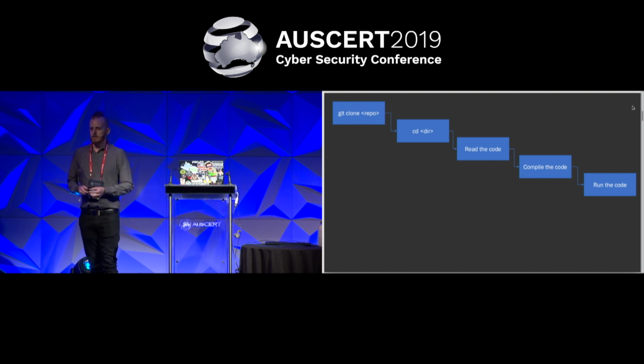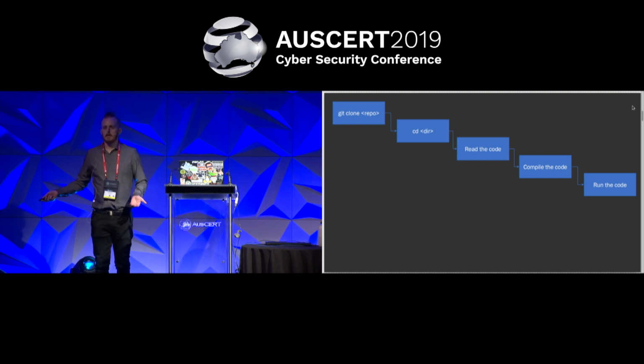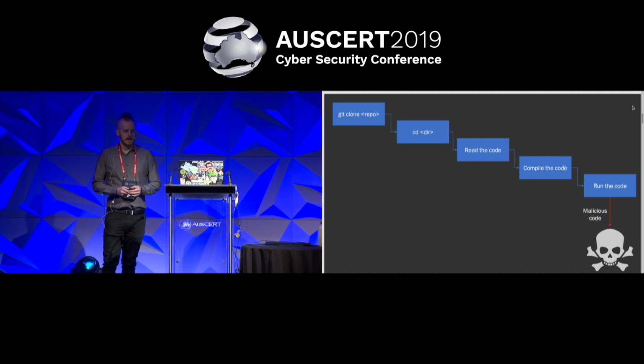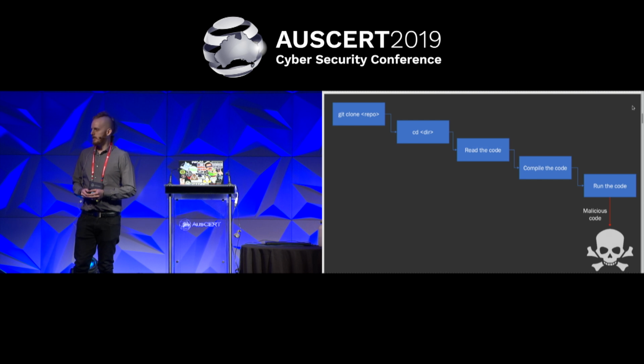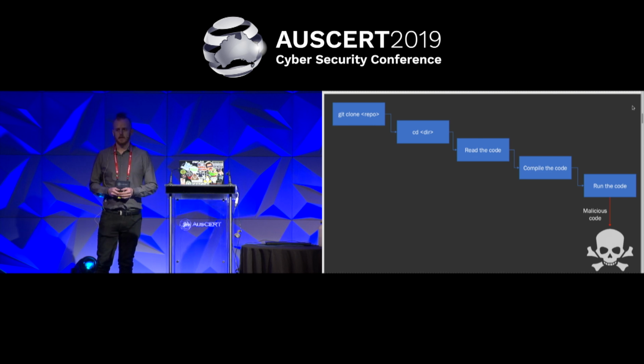And if we think about the ways in which this can go wrong for us, there's a pretty clear way in which something could go bad, and that's when you run the code. If you've just pulled any old nonsense off of GitHub, built it, and run it, there's a chance that there's malware in the code or some sort of malicious activity that will compromise your workstation.